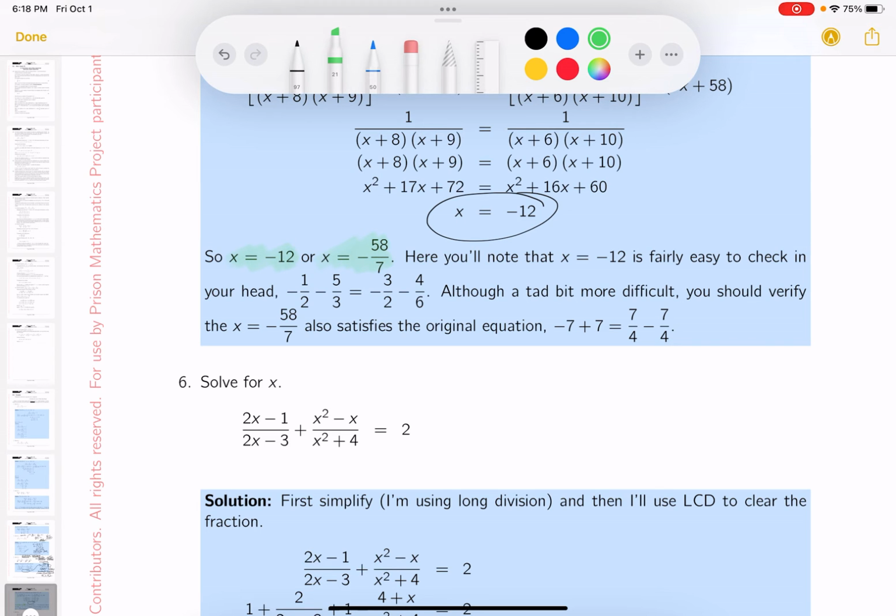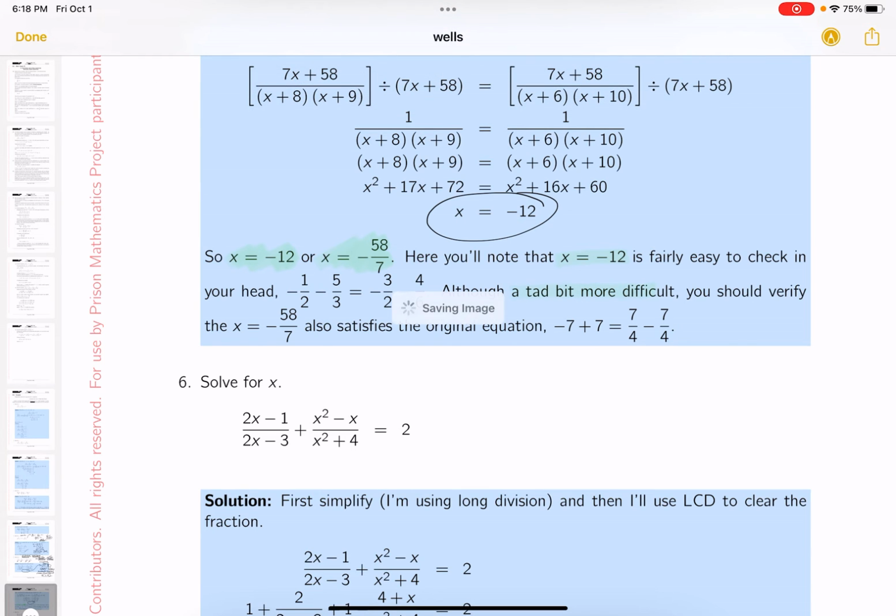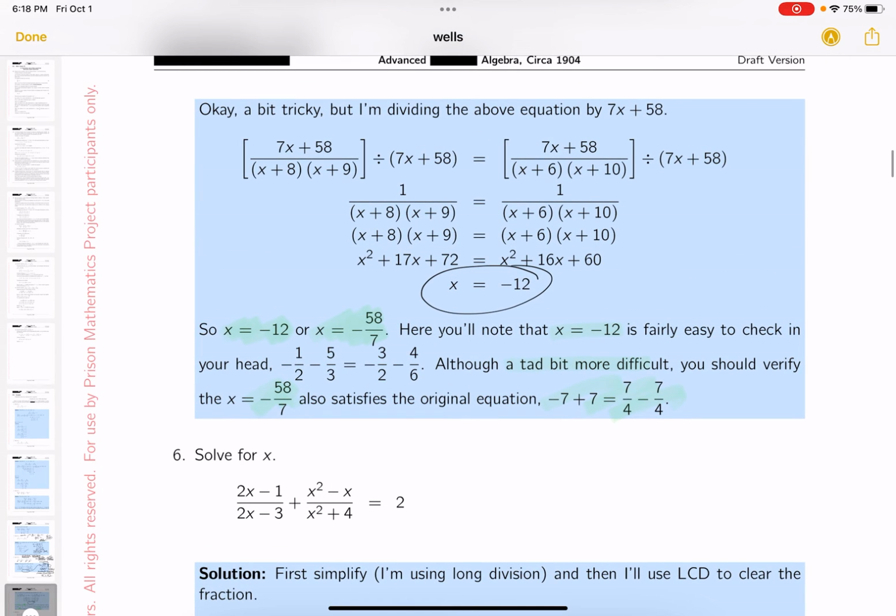What do I check? Minus 12, they say it's fairly easy to check. And they also say, although the other one's a little bit more difficult, I'm going to say a tad bit more difficult, it's also verifiable. Now, what do I mean by that? Checking this one over here is verifiable, and you get something pretty simple. All right? Now, I'm going to look at number 6, and I'm not claiming that what I'm doing is what you would be doing. And here's the deal. You do it the way you like to do it.